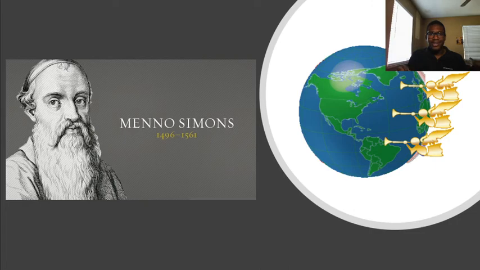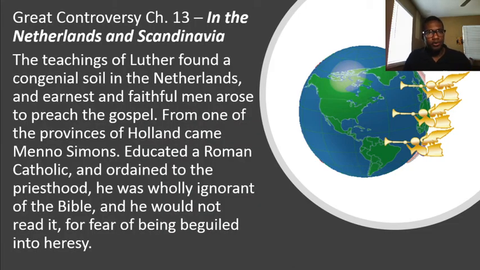From 1496 to 1561. And who was he? He was a Catholic priest or a Catholic student or monk. Yes, that's what you see. From the book Great Controversy, chapter 13, entitled In the Netherlands and Scandinavia. And if you don't know what that book is, I'm going to leave a link below it. It's a good book for you to read, The Great Controversy Between Christ and Satan.